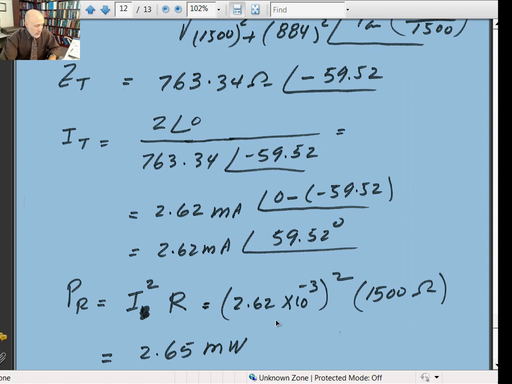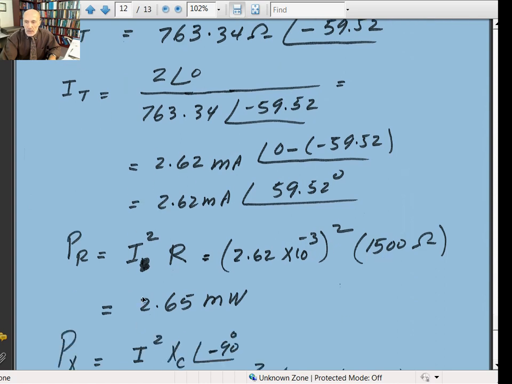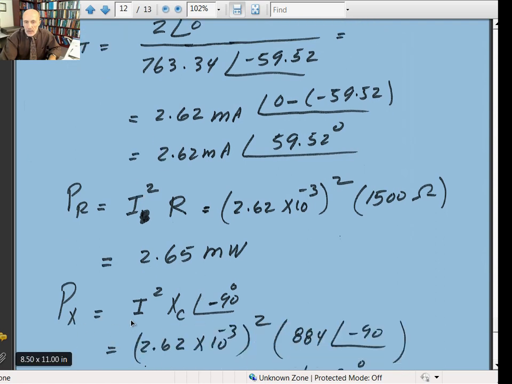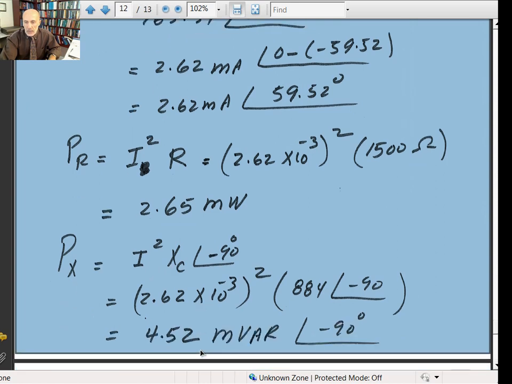To calculate the power values, the real power would be I squared times R. I is 2.62 times 10 to the minus 3, squared. The resistance is 1500. That gives you 2.65 milliwatts. And then the reactive power would be I squared times X_C at an angle of minus 90. So it would be a negative 90 degrees phase shift compared to the resistive power. If you calculate it, it gives you 4.52 millivolt-ampere reactive. That's the unit, and the angle is minus 90 degrees.